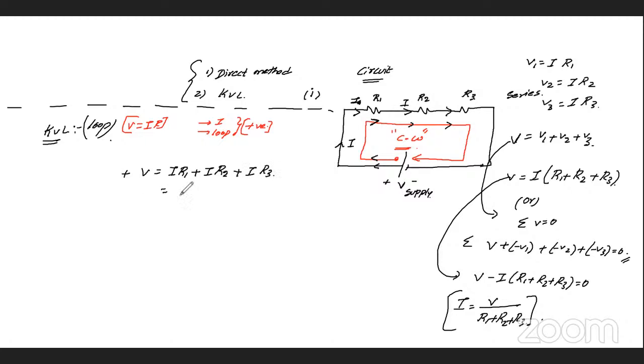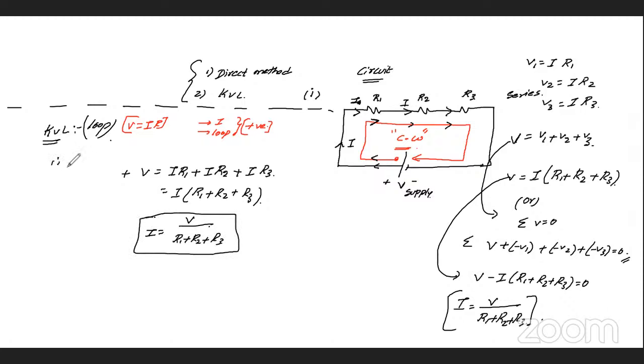Which is equal to, now taking I common, it is R1 plus R2 plus R3. So from this equation, I can find the current. So I is equal to V divided by R1 plus R2 plus R3. Okay, this is your relation with the help of your clockwise loop direction. Okay, we see the relation, depending upon the direction, based on the equation.